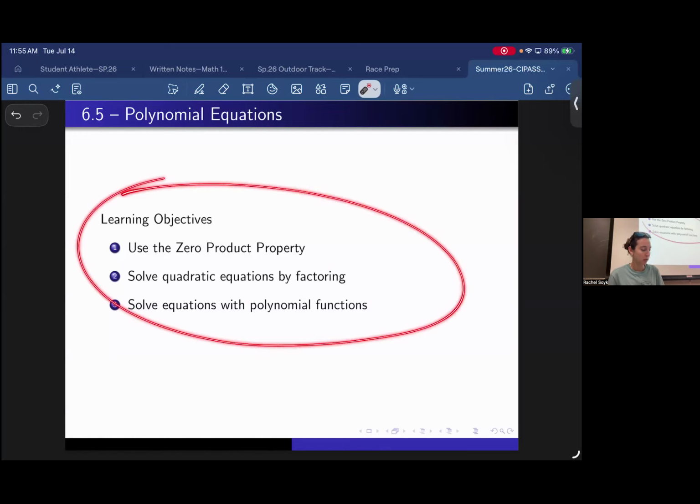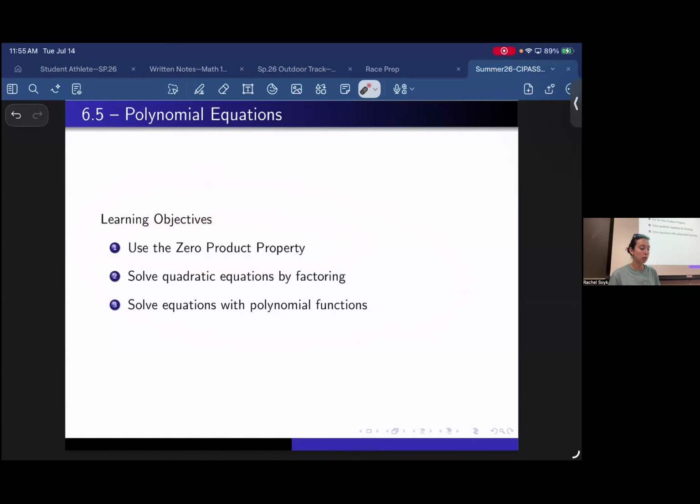3 learning objectives. We're going to be able to learn about our zero product property, which helps us out a lot when we get into quadratic functions and learning about the characteristics of quadratic functions. Second objective will be solving quadratic equations by factoring. Again, it's segueing into learning how to properly graph our polynomials on an XY coordinate plane. And then last but not least, we'll be solving equations with polynomial functions. So same exact thing as our second objective, just looking at it from a function notation standpoint.